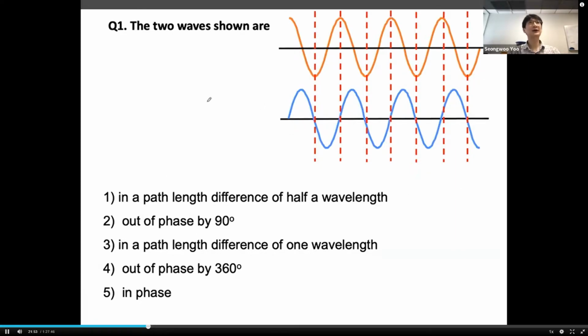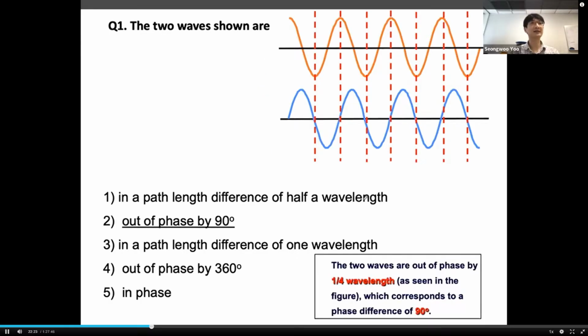The two waves shown are like these. And then if we want to compare the phase, well, you just select one point over the wave. And then you just look at the second wave at the same traveling distance point, or the same X point. And then you see that they are 90 degrees out of phase, 90 degrees of phase difference. Therefore, the correct answer is the 90 degrees of phase difference.